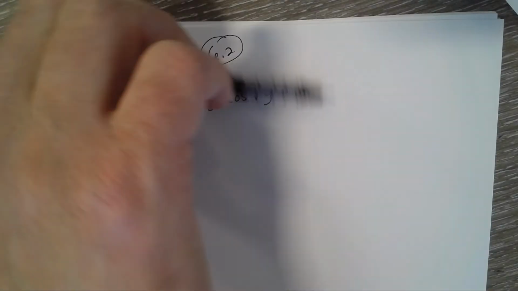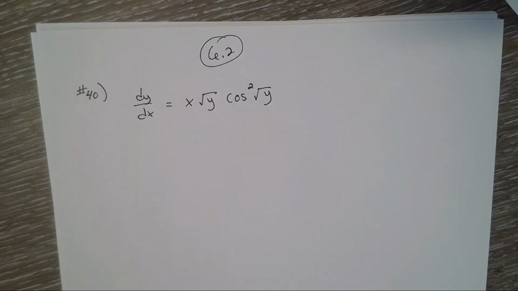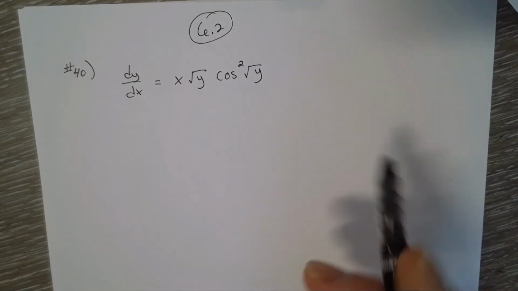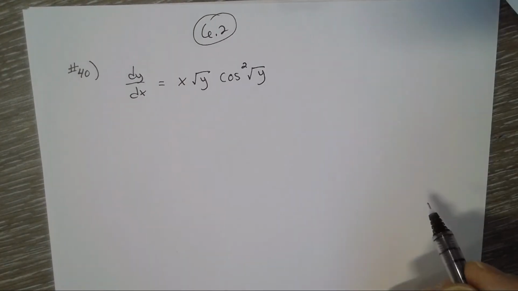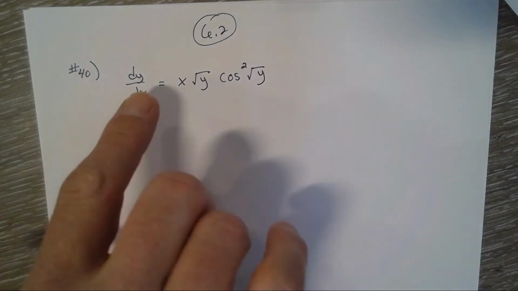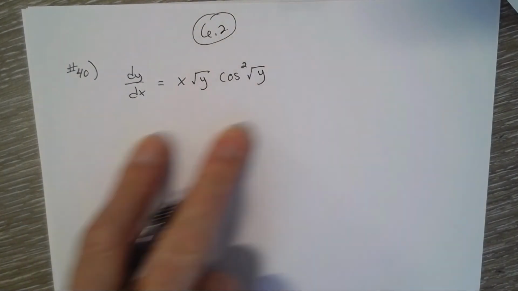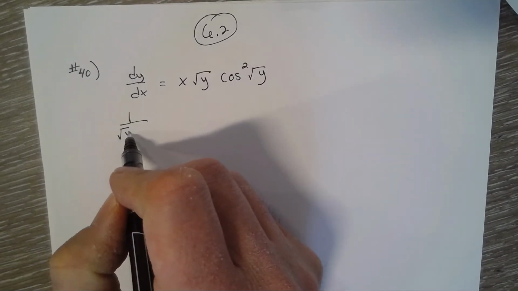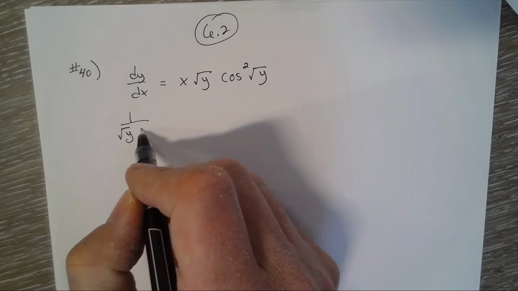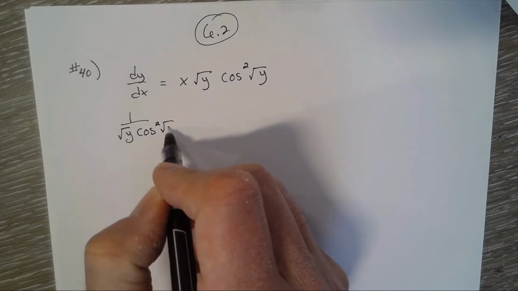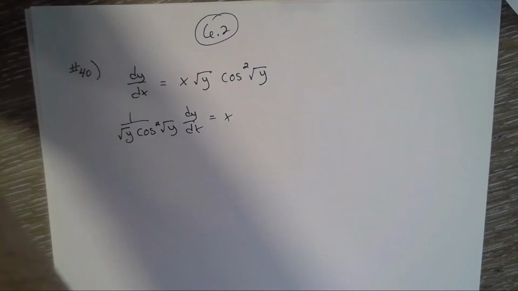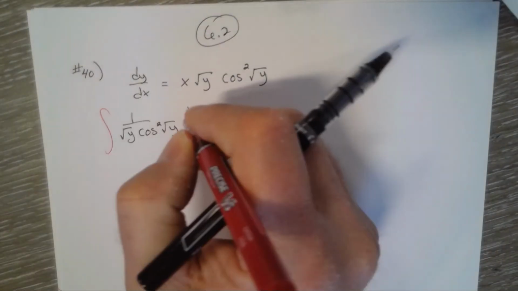6.2, number 40, solve the differential equation by separation of variables. Okay, so our solution is going to have a plus c because there is no initial value here. Separation of variables, so we need to move the y stuff over. So I have 1 over square root of y cosine squared square root of y equals x.